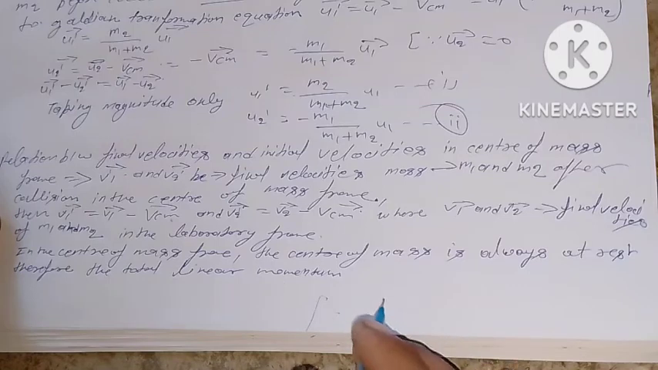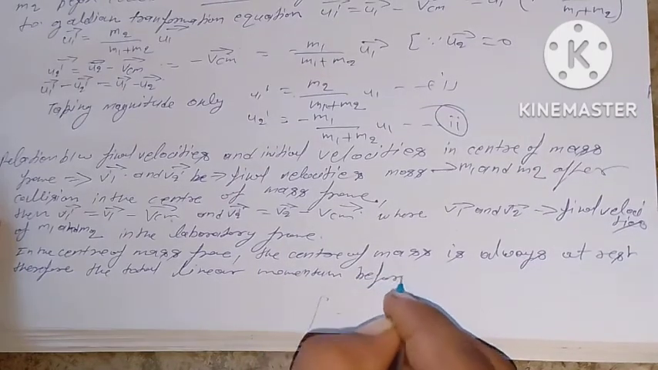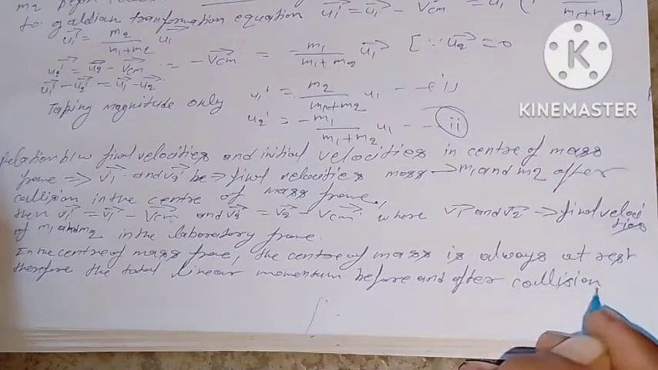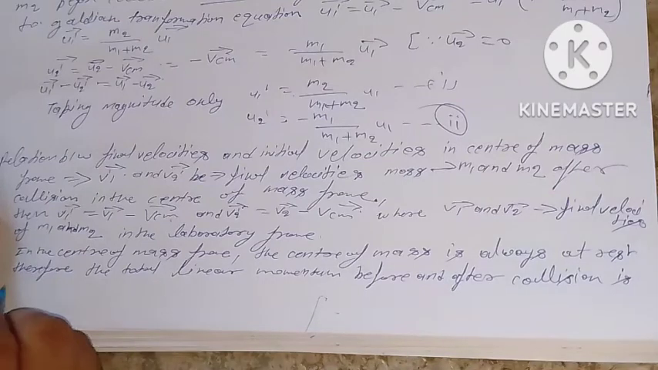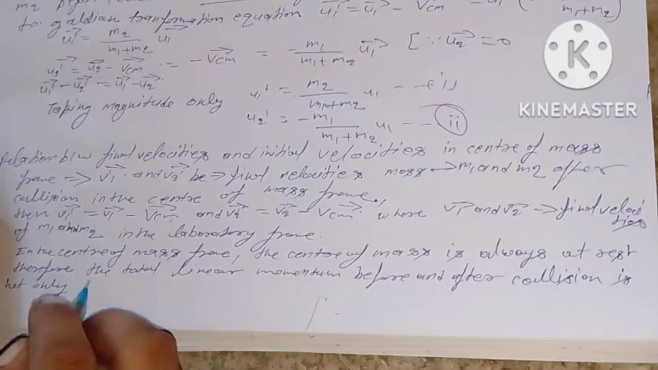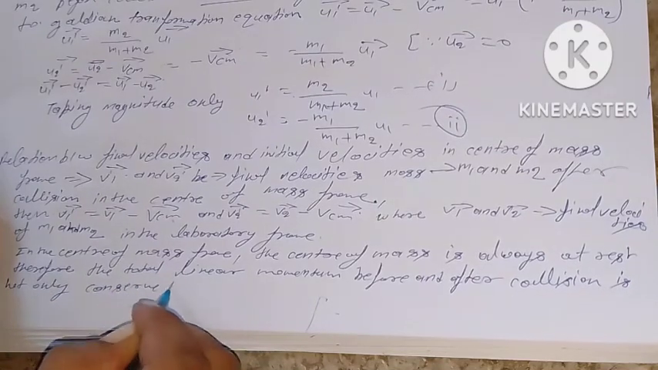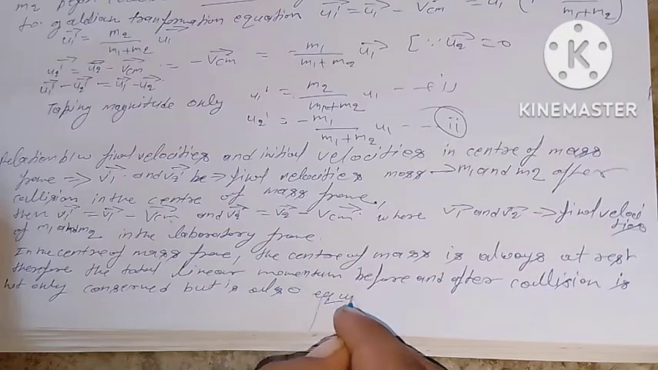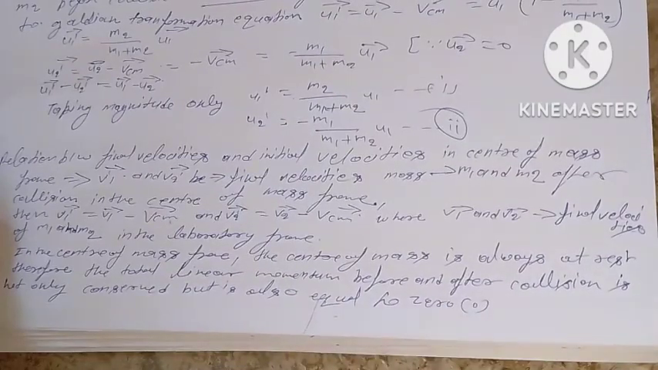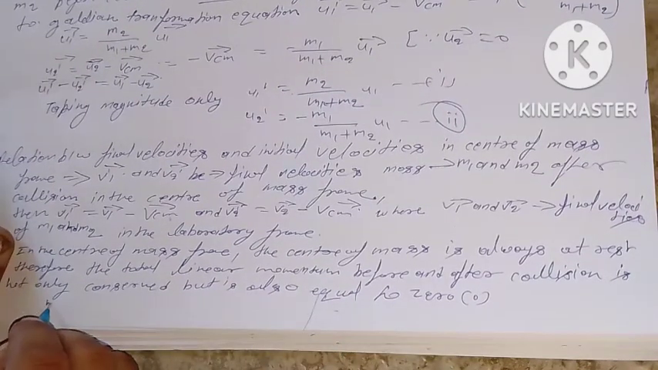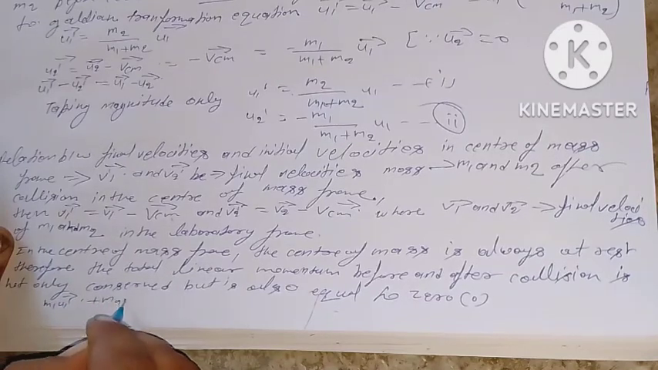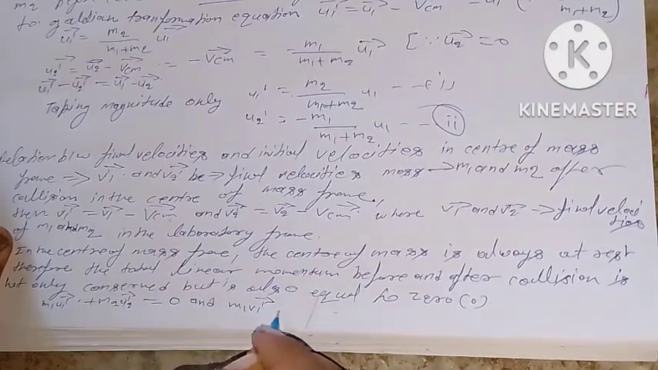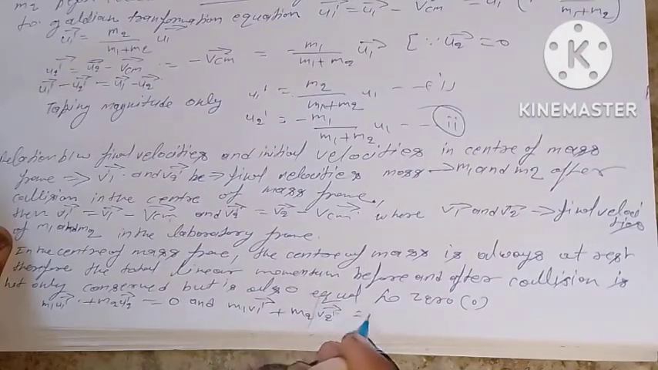The total linear momentum before and after collision is not only conserved but is also equal to zero. So m1u1' vector plus m2u2' vector equal to zero, and m1v1' vector plus m2v2' vector equal to zero.